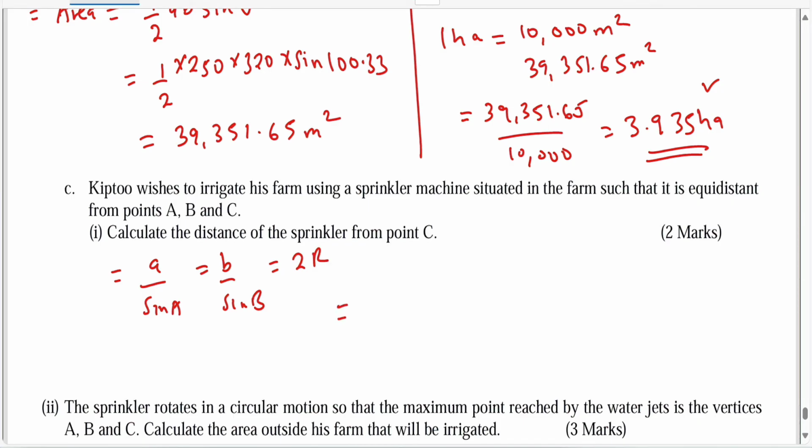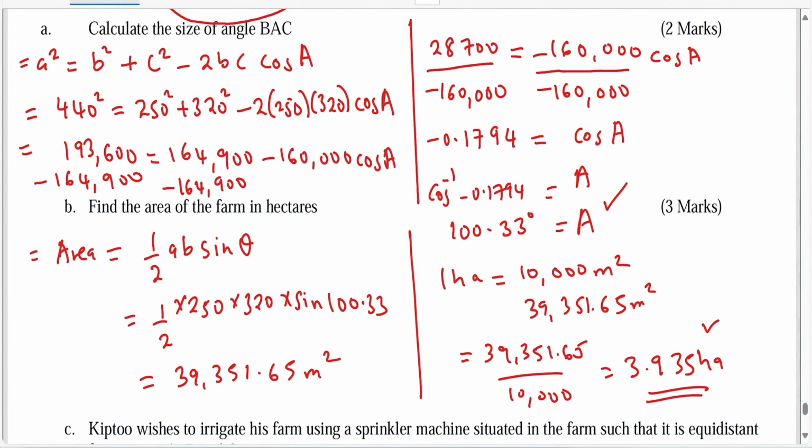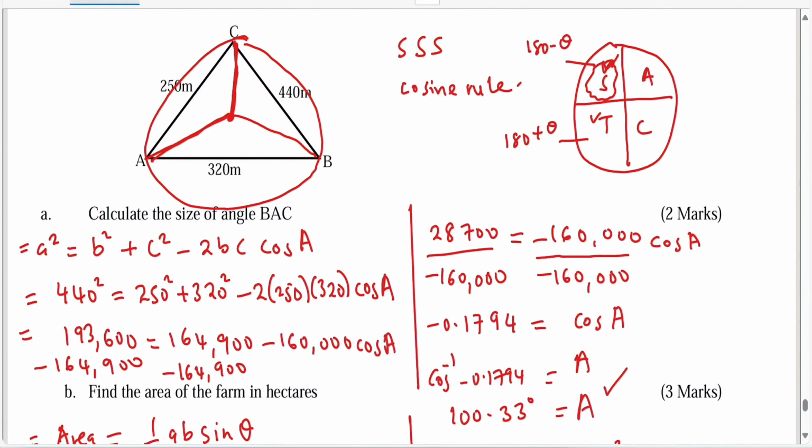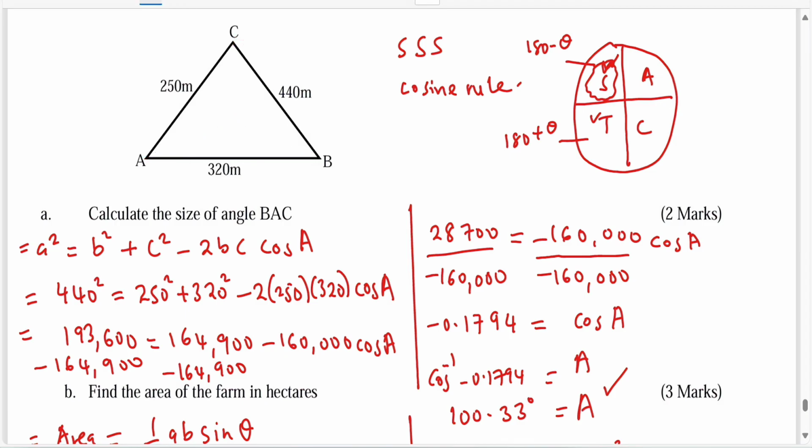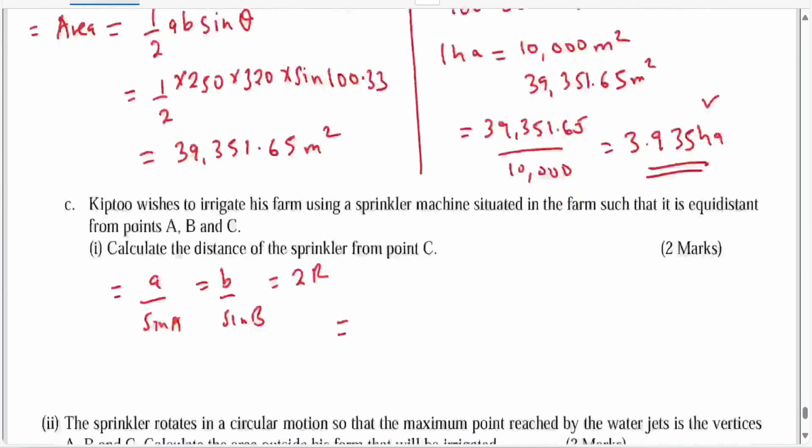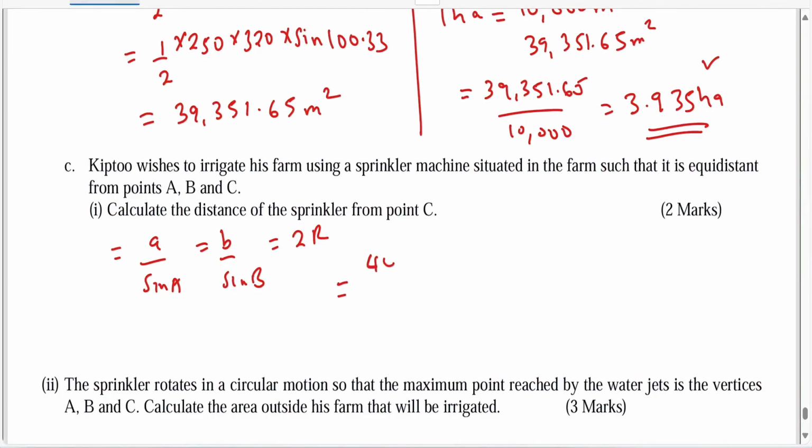Sasa A over sine A yetu, ukiangalia hapa, tumpewa two side na angle. So ile angle ambayo iko na side ni hii 100.33 degrees. Si hapa tulitafuta tukapata 100.33. So hii ni 100.33 na hiyo ndo side yake, which is 440 meters. So tutatumia 440 divide by sine 100.33 degrees equal to 2R.